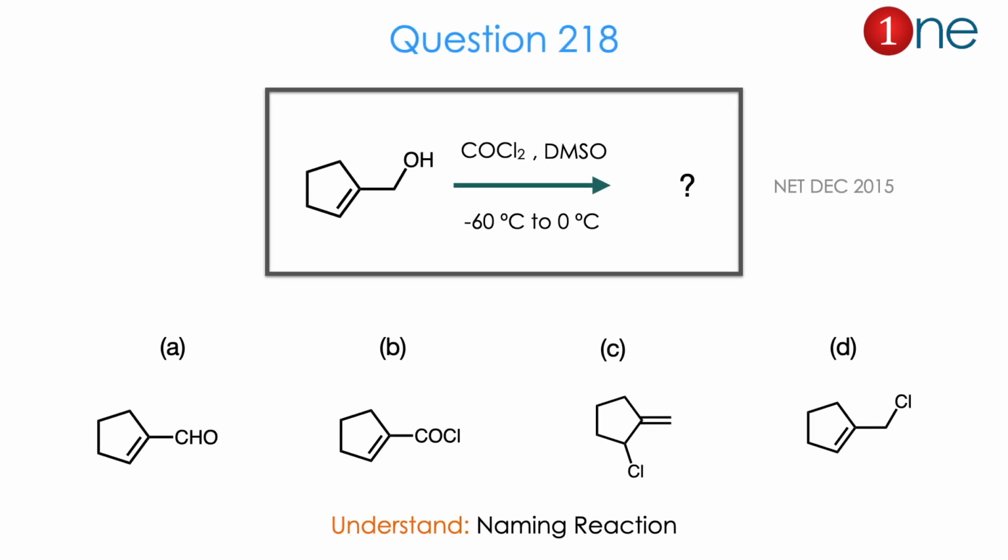Then let us look at the next question. The starting material is cyclohexane attached with methyl alcohol in the side chain. You are using COCl2 and DMSO at low temperature. They ask you to find the product. The products differ in the functional group. First one is aldehyde, second one is acid chloride, third one is just a chlorine substitution with hydroxy group elimination. The fourth one is mere substitution of OH by Cl. So from the reactant and reagents, you might realize the question is really about a named reaction. It is a very specific named reaction. The answer is A. Let us see how.